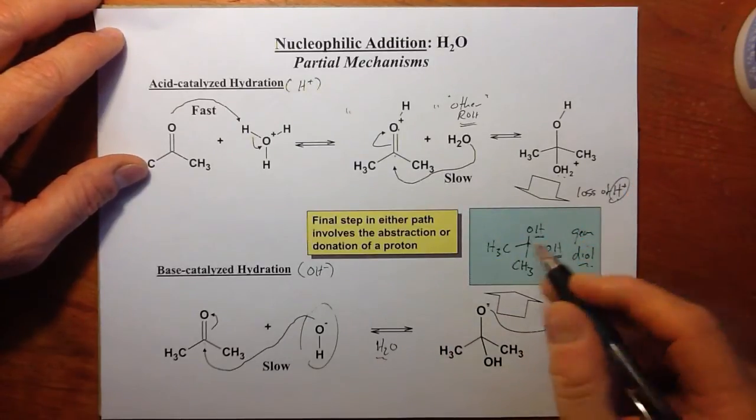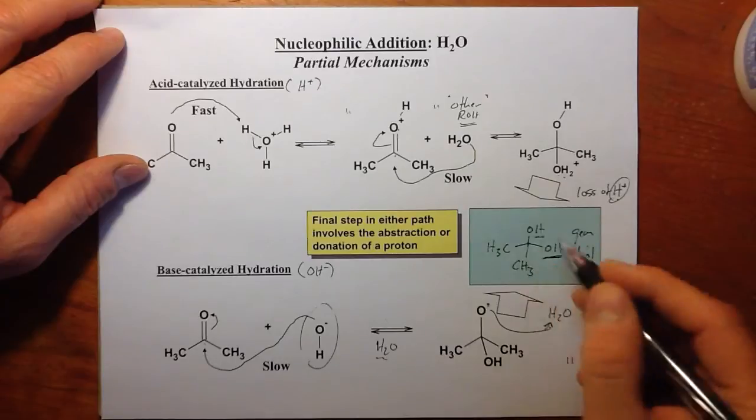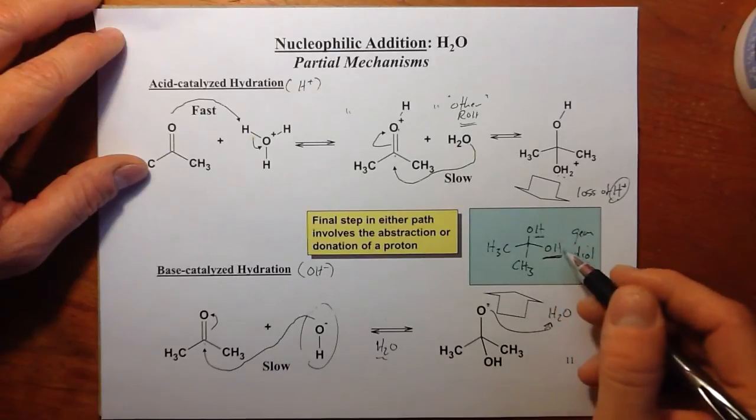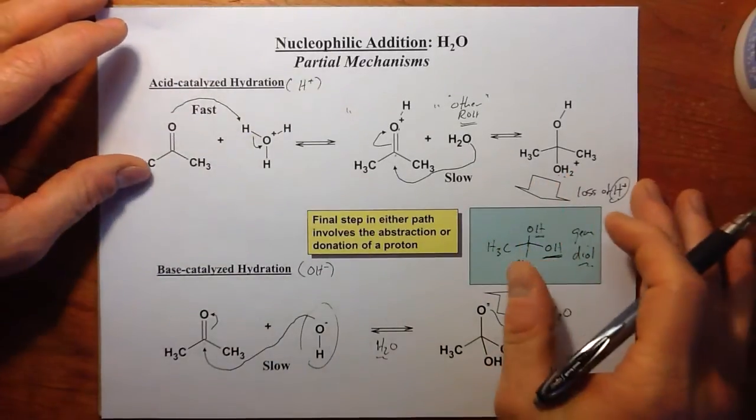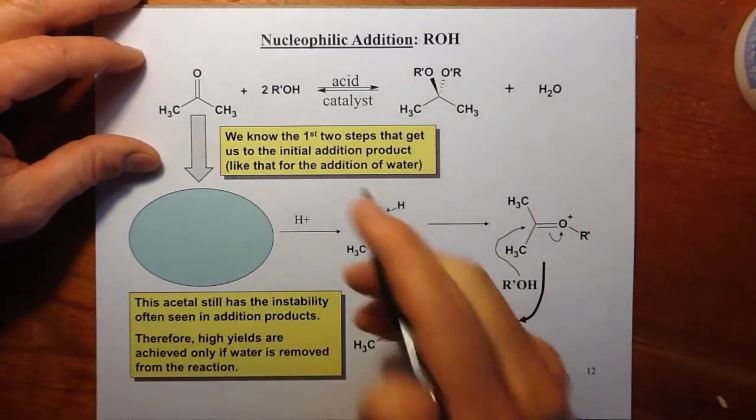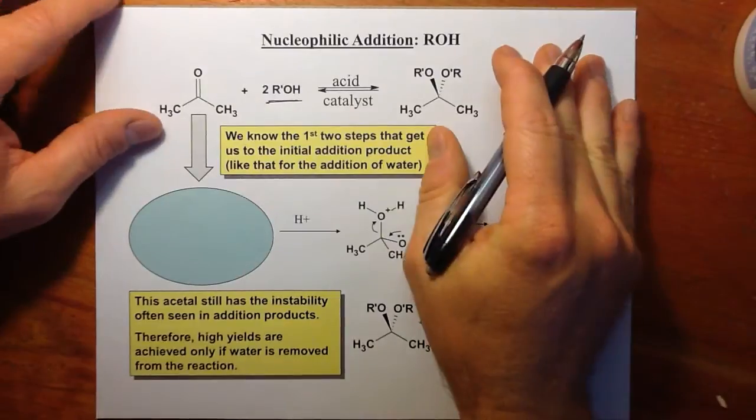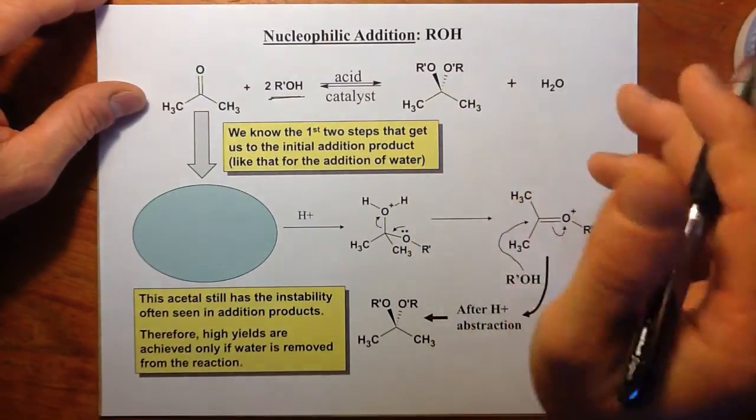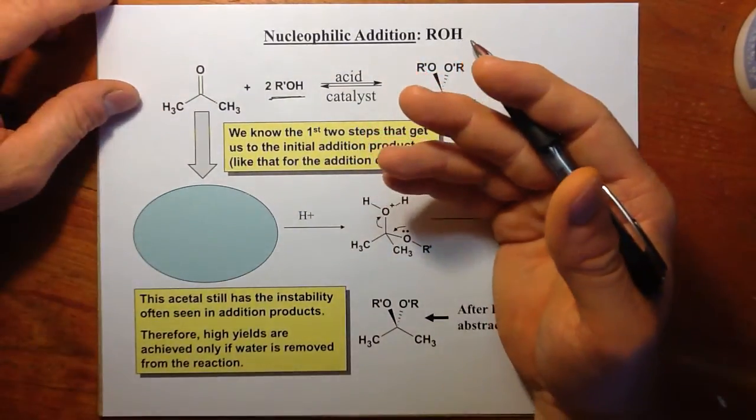We cannot really do anything in base conditions from the gem diol other than abstract a proton. We can't make a good leaving group. Alright, so let's look at acid conditions from here on out, where we're going to use something other than water to make that initial addition product.